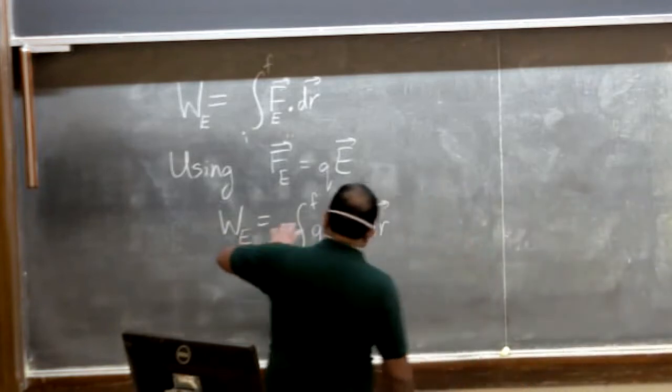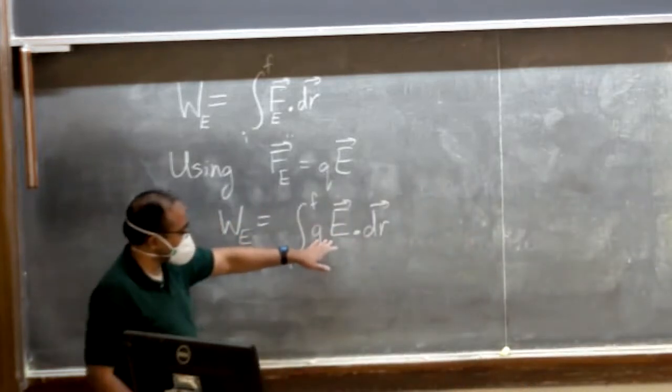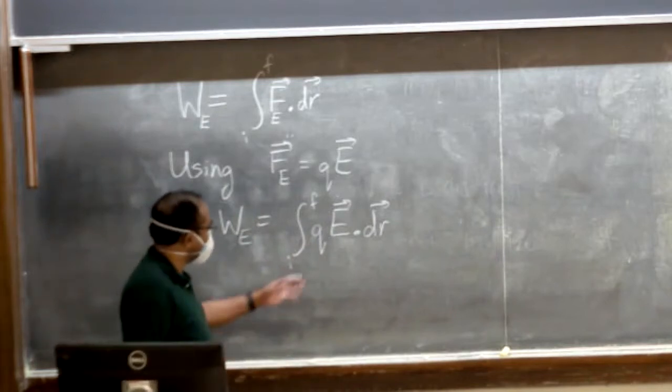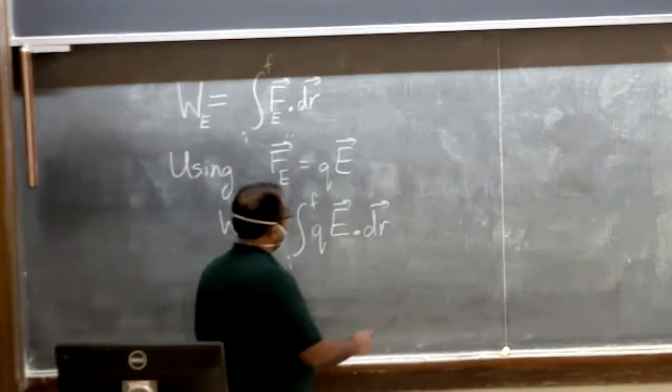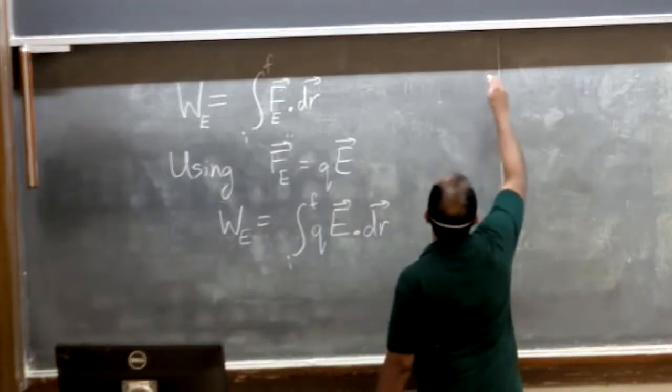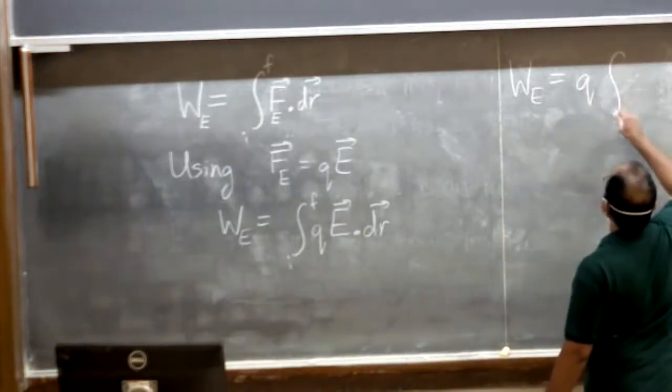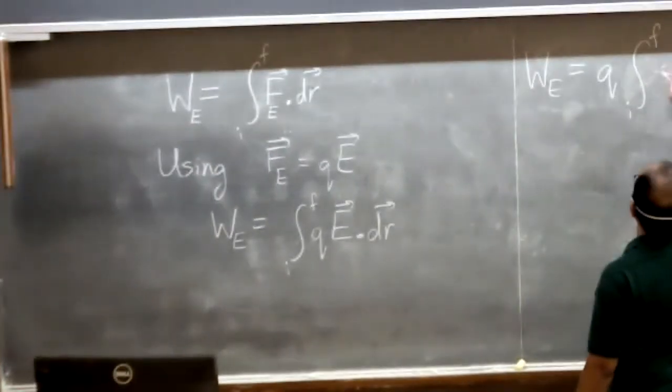Just q, the test charge which is being moved, the charge doesn't change, so that's a constant. So I can pull that out. So I have work done by the electric field is q times this integral initial to final E dot dr.